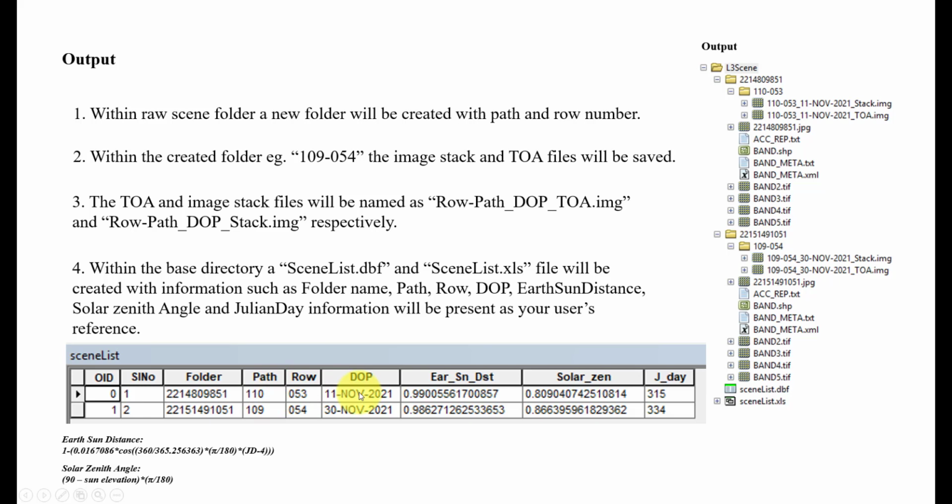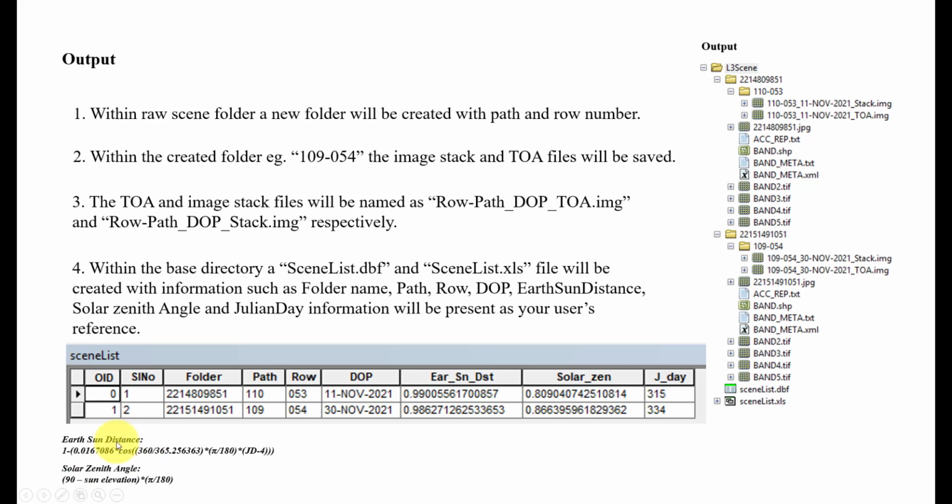Path, row, date of pass of that correspondent scene, and earth sun distance, solar zenith angle, as well as Julian day. These are the fields that have been created, and all the values were populated based on their metadata file. Okay, you will finally get a DBF file. For ease of use, we have also saved this file as an XLS file, so each and every user can easily open it without the help of ArcGIS or any other software.